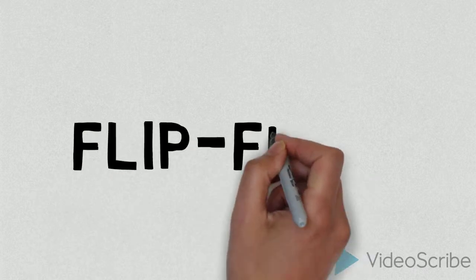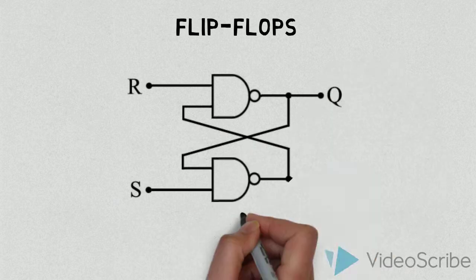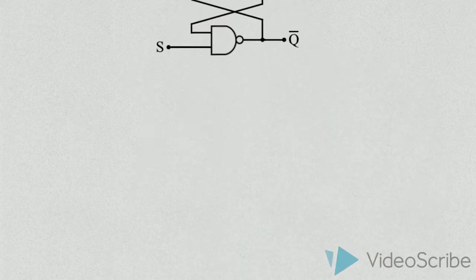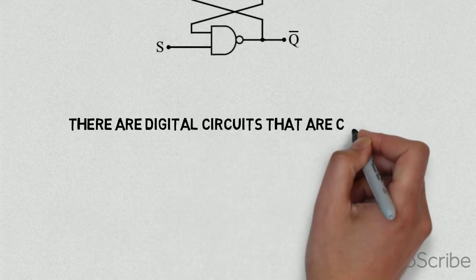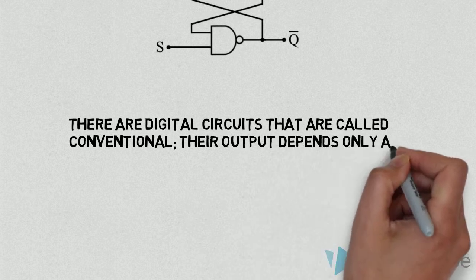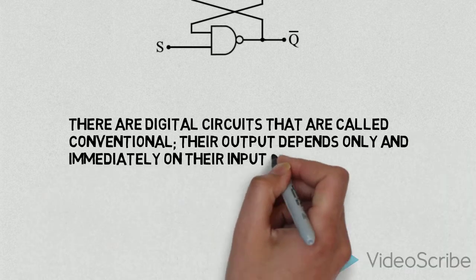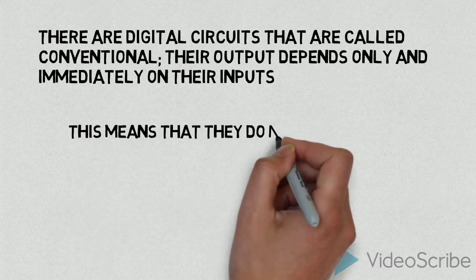I'm going to talk about flip-flops. Well, first of all, there are digital circuits that are called conventional. It means that their output depends only and immediately on their inputs. What does this mean? Well, this means that they do not have memory or that they cannot store data.